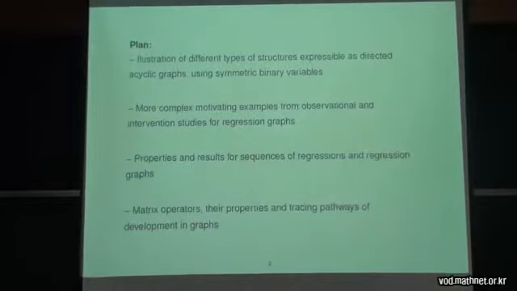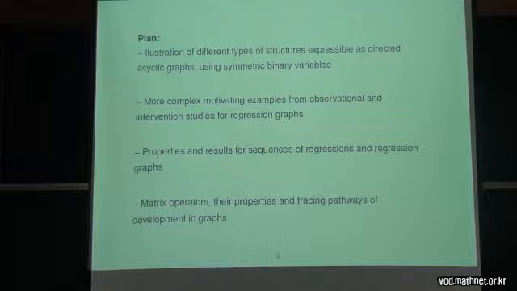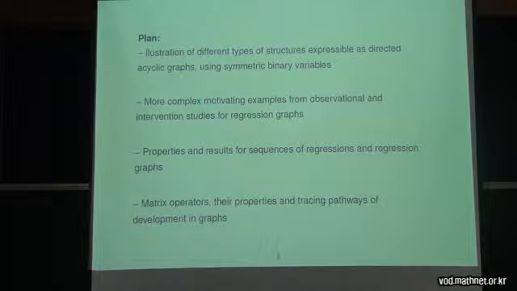I have to give 4 lectures, and I plan to illustrate the different types of structures that can be expressed in terms of what is called directed acyclic graphs, using just very simple types of variables, namely those that are most similar to Gaussian variables, symmetric binary variables. Then I'll continue with more complex motivating examples from observational and intervention studies. And then I turn to the more detailed things regarding properties and matrix operators and their properties and what this is good for, namely tracing pathways of development.